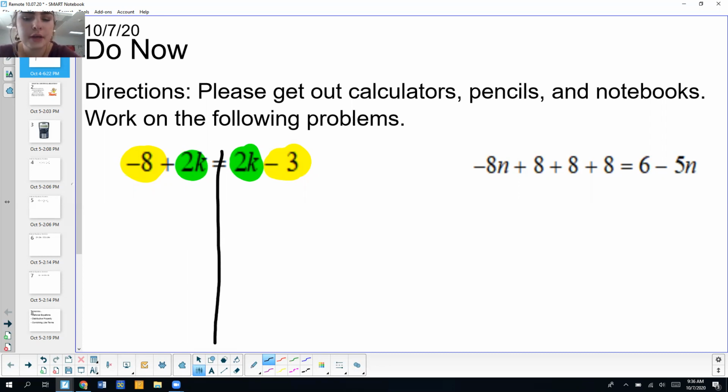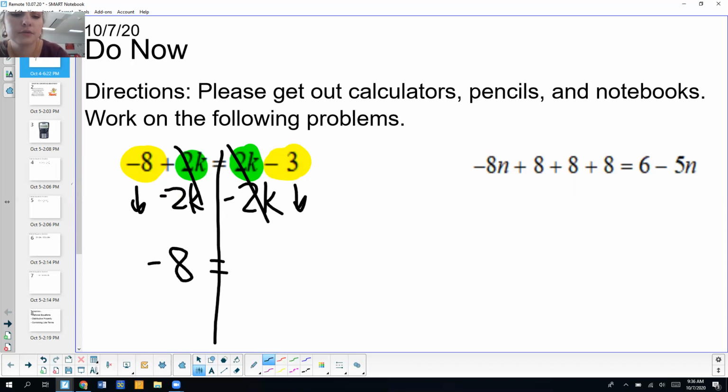There's no parentheses. So this is where we would start moving the smaller variable term over. But if we look at this, we've got 2k and 2k, so neither of them are smaller. So I'm going to just subtract 2k from both sides. Those are going to cancel. I'm going to bring down both of my constants. I'm going to have -8 equals -3. And that's really all I can do with this.